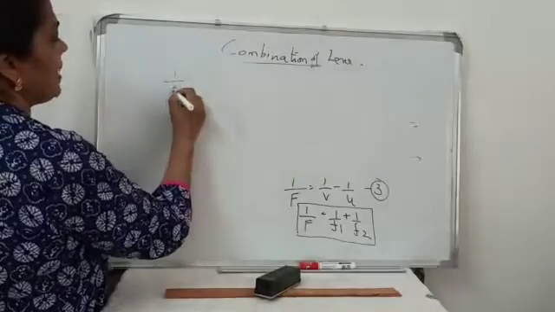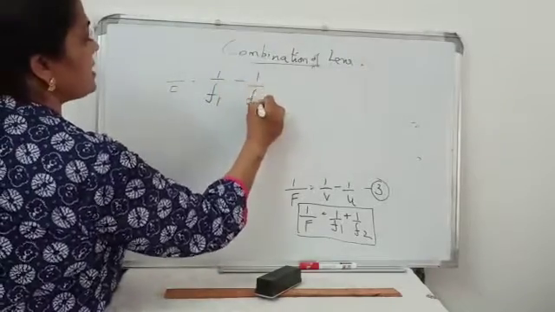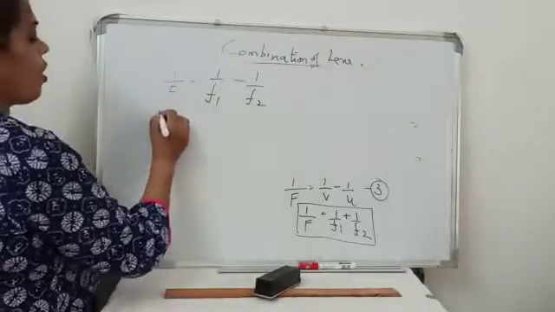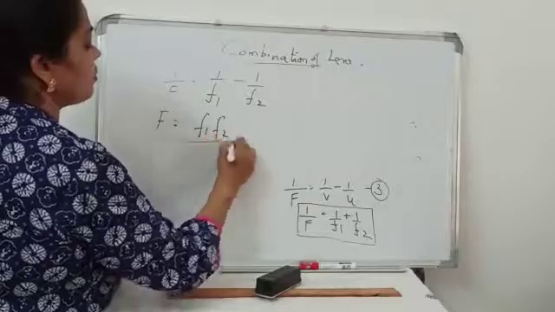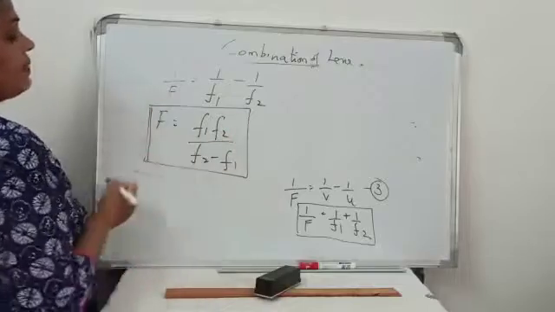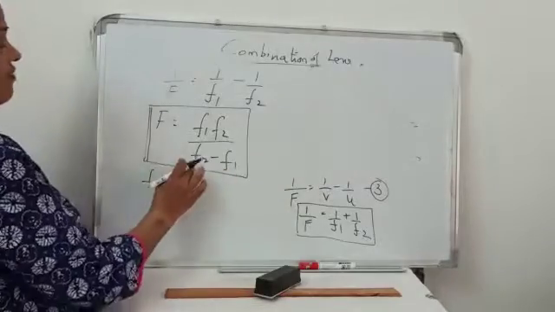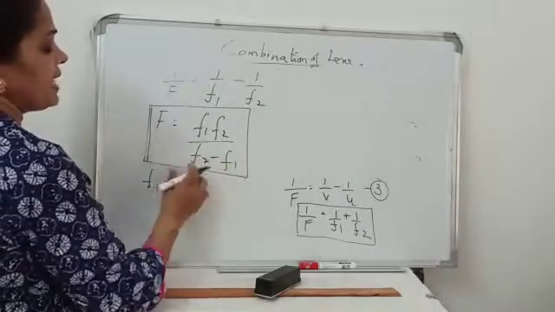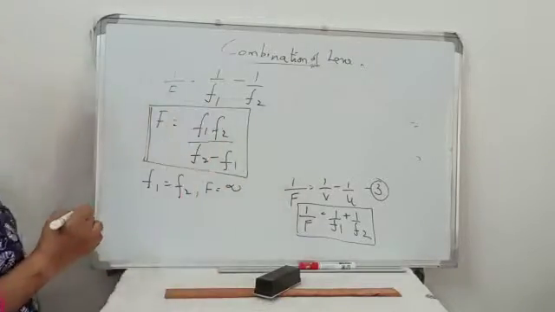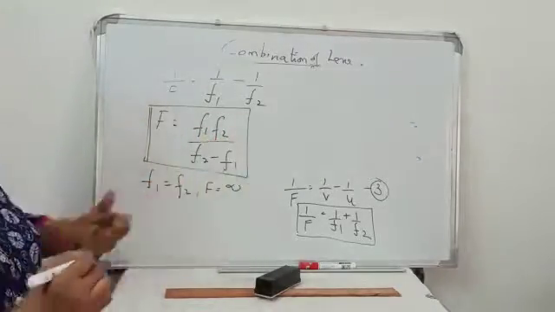Now suppose one lens is positive and one lens is negative. Suppose f1 is a convex lens and f2 is a concave lens. We write 1 by f is 1 by f1 minus 1 by f2, or f is equal to f1 f2 by f2 minus f1. Now in this combination, suppose the focal lengths of both the lenses are the same. If f1 equals f2, the denominator becomes 0. 1 by 0 is infinity, which means that the focal length tends to infinity, which means that the combination will behave as a glass plate.